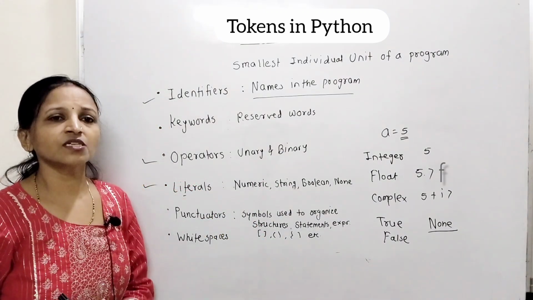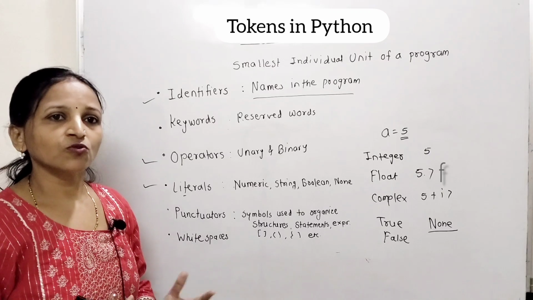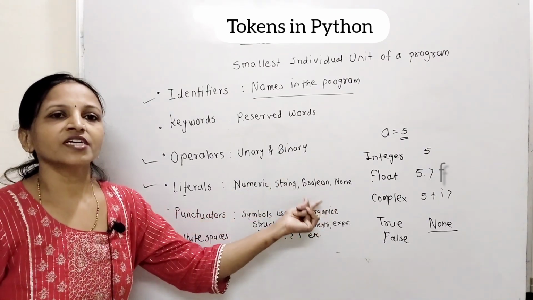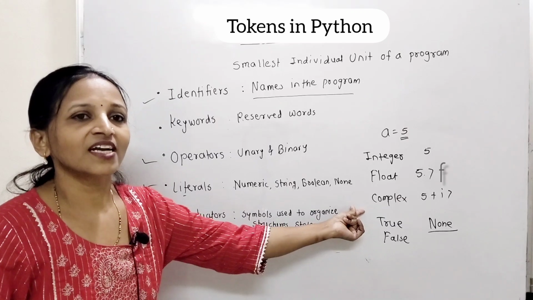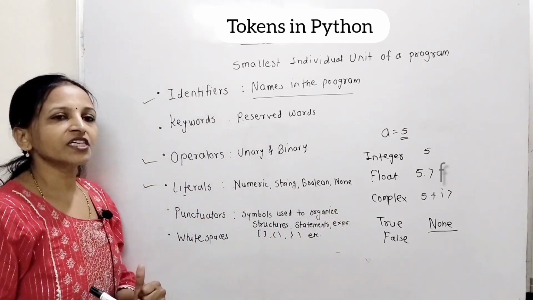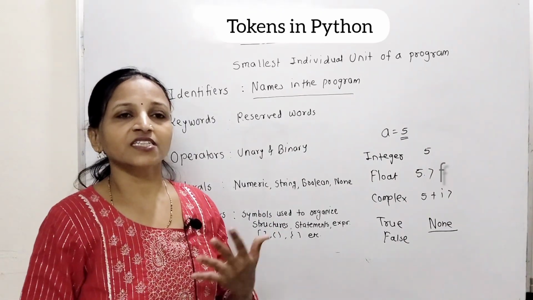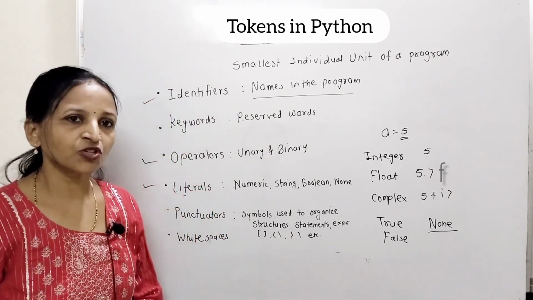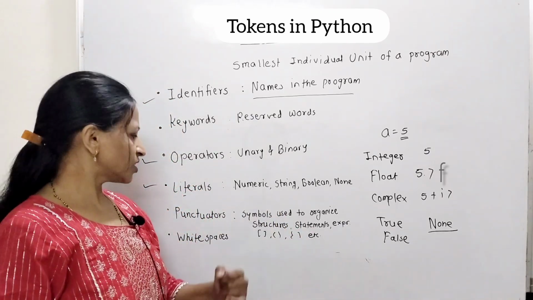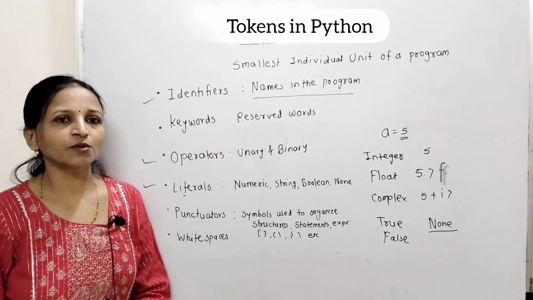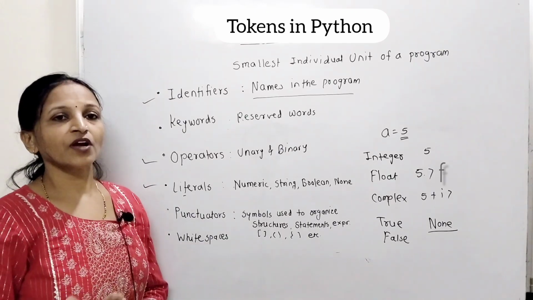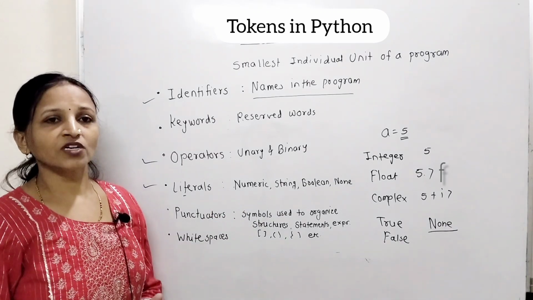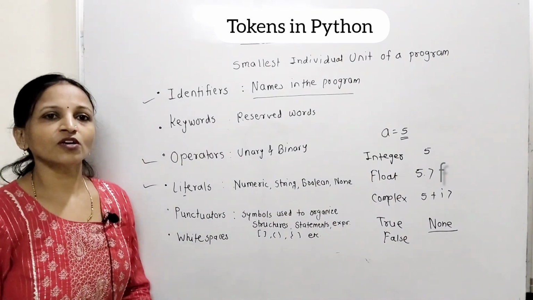Then literals means fixed values, and those are nothing but literals: numeric literals, string literals, boolean literals, and a special literal, that is None. Next is punctuators. Symbols used to organize any structure, statement, or expression are nothing but punctuators. Then white spaces, which you also place in between two tokens. This is the token concept in Python.